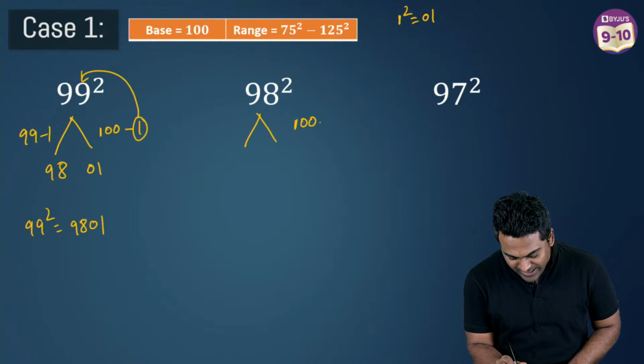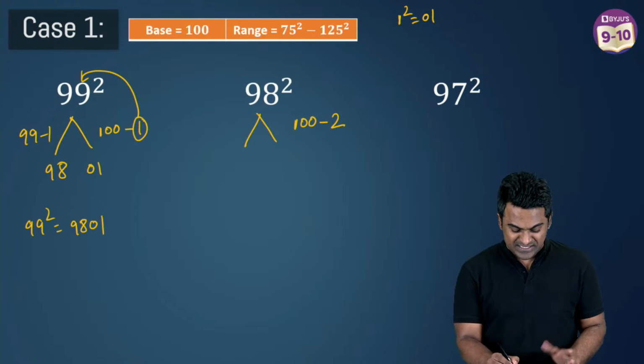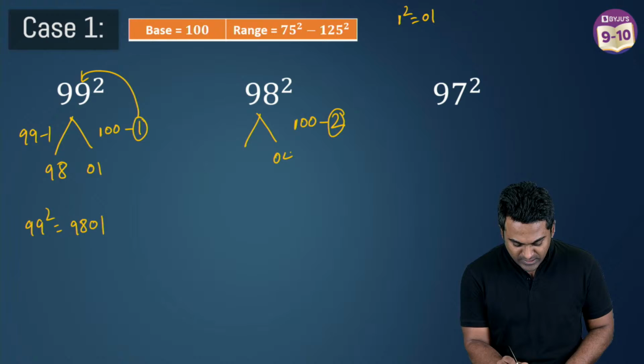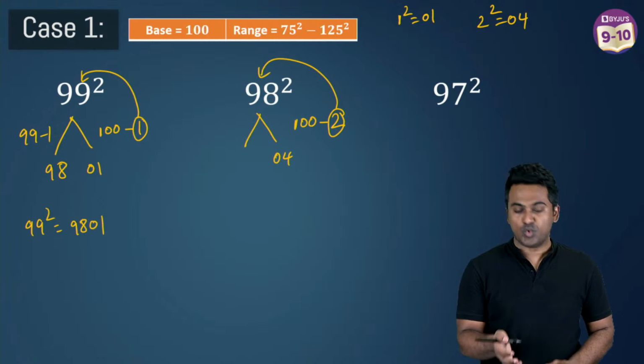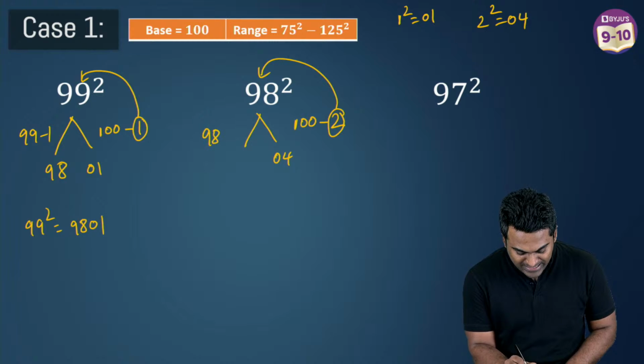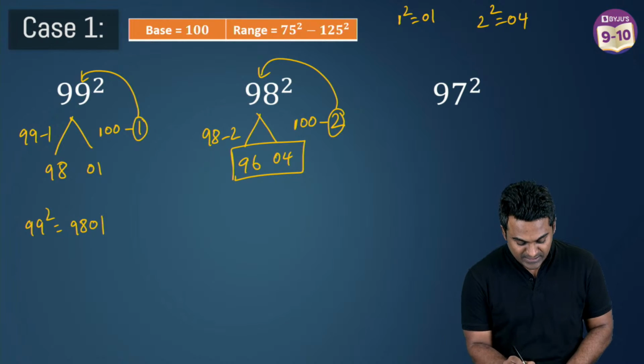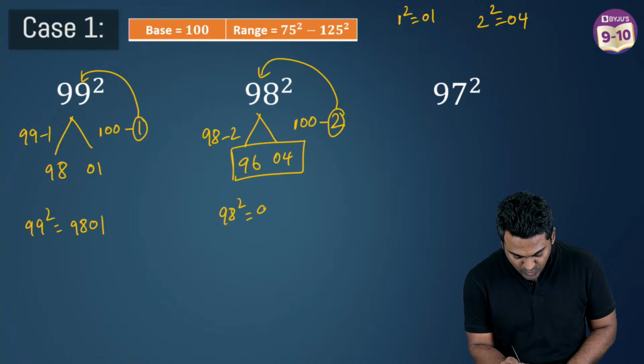98 square. How do we write this? 100 minus 2. So first step, fairly simple. Take the square of 2. This is going to be 4. 2 square will be written like 0, 4. And then we subtract 2 from 98 here. So 98 minus 2 is going to be 96, and this is going to be the answer, 9604. So 98 square, as you know, is 9604.